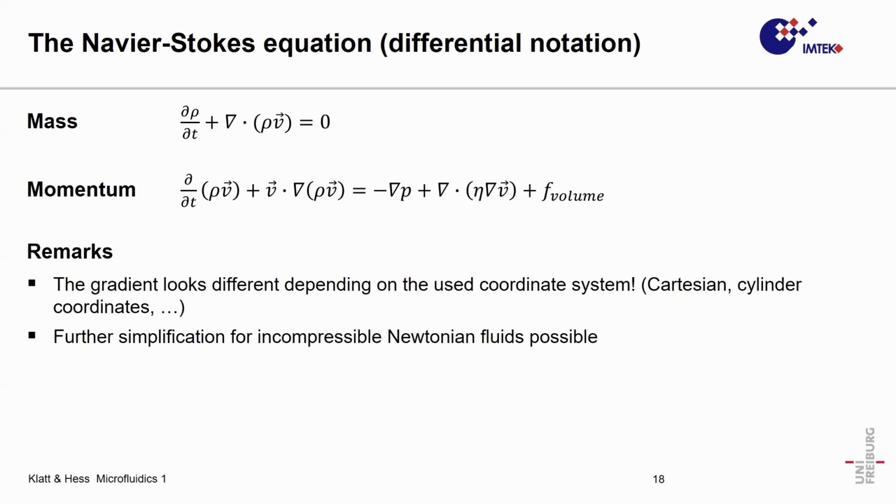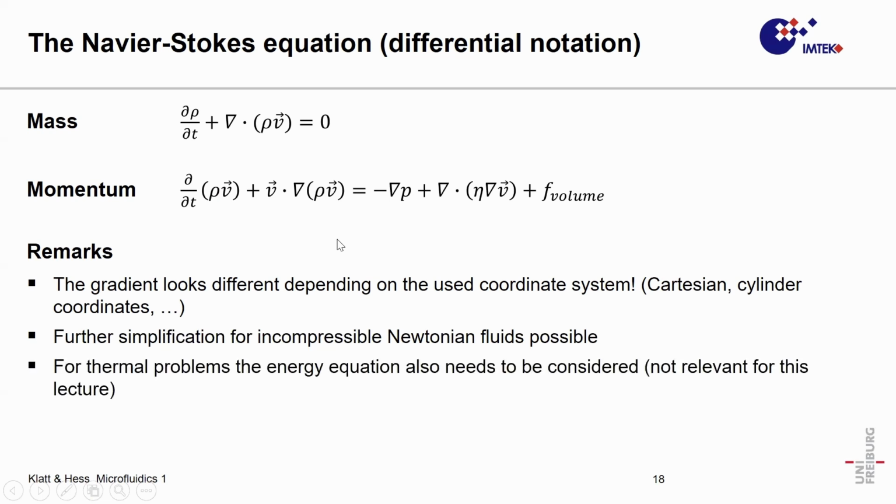Then, this is not the most simplified form of the Navier-Stokes equation. You can see that we still have the density and the viscosity inside the differential operators. So the Navier-Stokes equations can be further simplified by assuming an incompressible Newtonian fluid, meaning that the density and the viscosity are constant. And then you can further simplify this by just putting the density and the viscosity outside of the differential operators.